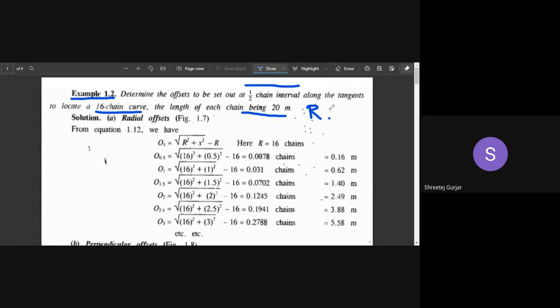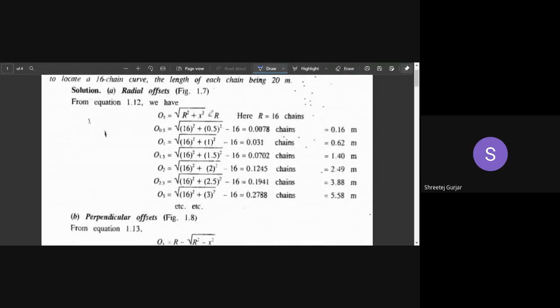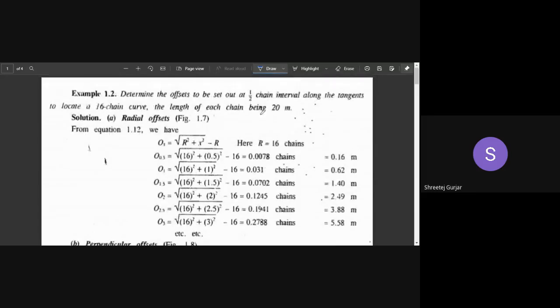You can either convert these chains to meters and solve, or you can keep it in chains itself and multiply by 20 later to calculate in meters. What we will do is keep it in chains and later convert to meters. Whatever substitution we do, we will substitute in chains. Later we will multiply by the chain length, 20 meters, and calculate this length.